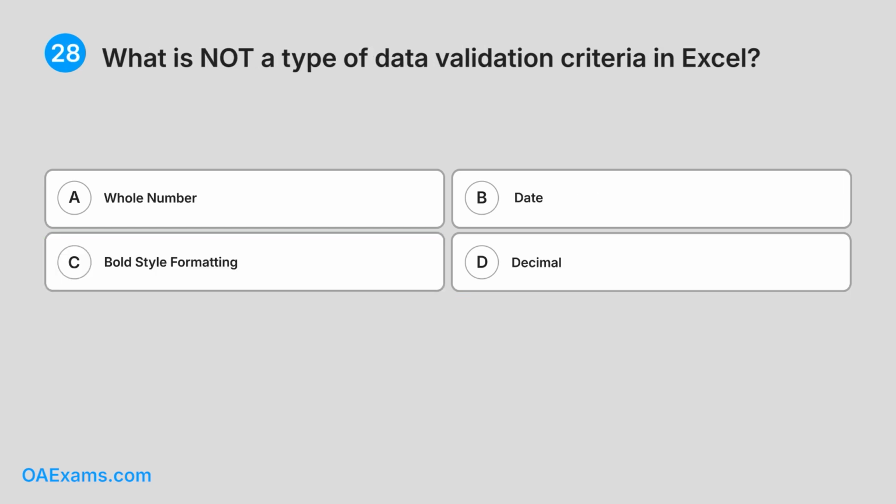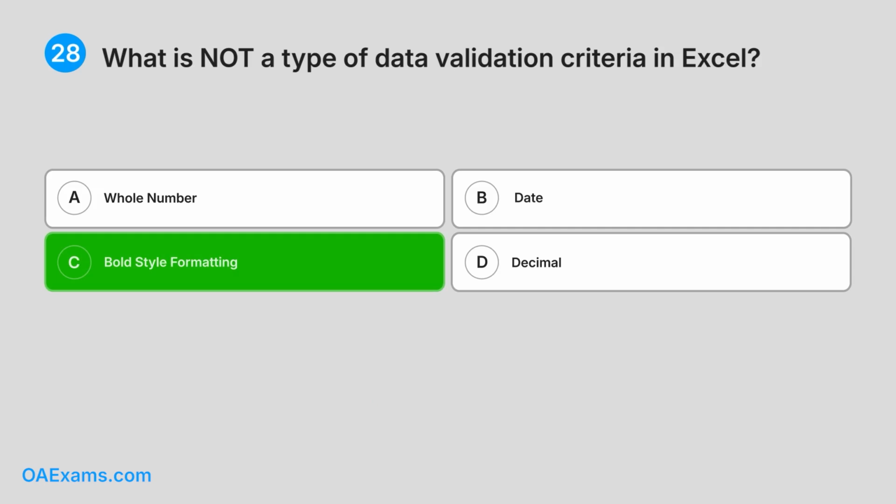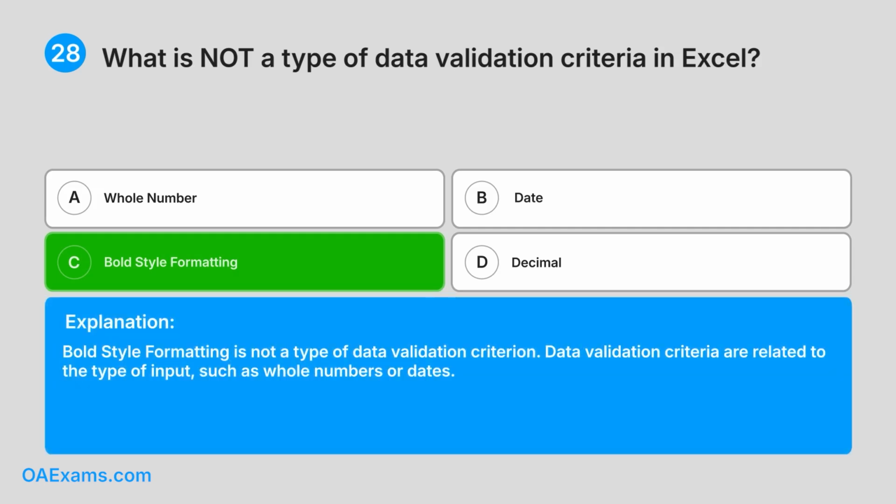28. What is not a type of data validation criteria in Excel? A. Whole number. B. Date. C. Bold style formatting. D. Decimal. Can you guess the answer? Correct answer: C. Bold style formatting. Explanation: Bold style formatting is not a type of data validation criterion. Data validation criteria are related to the type of input, such as whole numbers or dates.